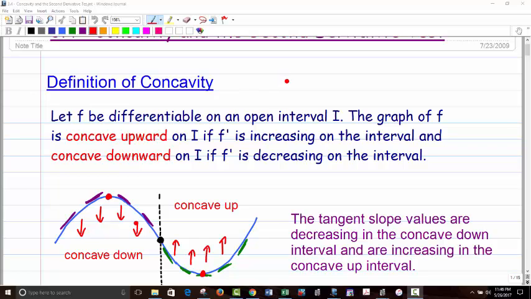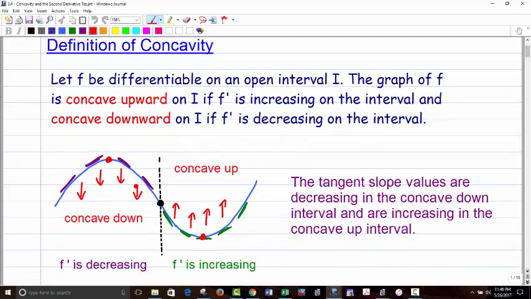The definition says that if f is differentiable in an open interval I, the graph of f is concave upward if f prime is increasing on the interval, and concave downward if f prime is decreasing on the interval. Notice how I emphasized f prime, not f itself. Basically, concave down has the nature of a shape that opens in a downward direction, and concave up means the curvature is facing upward. So what they're talking about is the derivative increasing and decreasing.